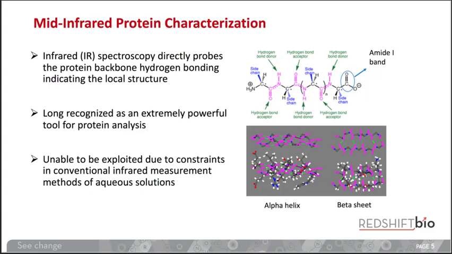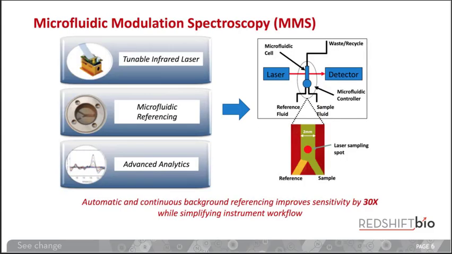But it hasn't been fully exploited because of constraints in the conventional IR methods available to date, particularly for aqueous solutions. So we developed a new platform, a new technique called Microfluidic Modulation Spectroscopy, or MMS for short. And it's really built upon 3 key components, which are shown on the left: a tunable infrared laser, microfluidic referencing performed with a fluid cell, and the third piece is our advanced analytics. And so these 3 are integrated together onto a platform which basically works as follows.